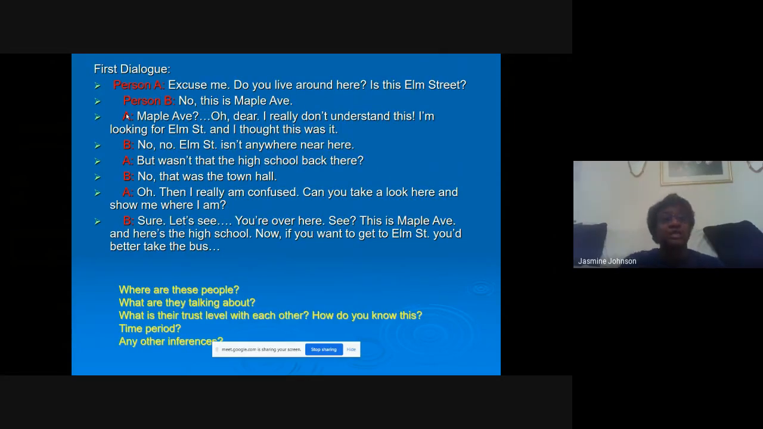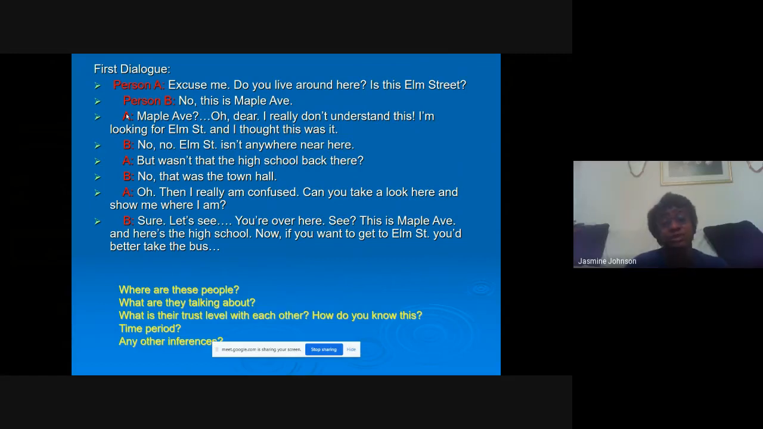So our first dialogue says, person A says, excuse me, do you live around here? Is this Elm Street? Person B, no, this is Maple Avenue. A, Maple Avenue? Oh dear, I really don't understand this. I'm looking for Elm Street and I thought this was it. B, no, Elm Street isn't anywhere near here. A, but wasn't that the high school back there? B, no, that was the town hall. A, oh, then I really am confused. Can you take a look here and show me where I am? B, sure, let's see. You're over here, see, this is Maple Avenue and here's the high school. Now, if you want to go to Elm Street, you better take the bus.